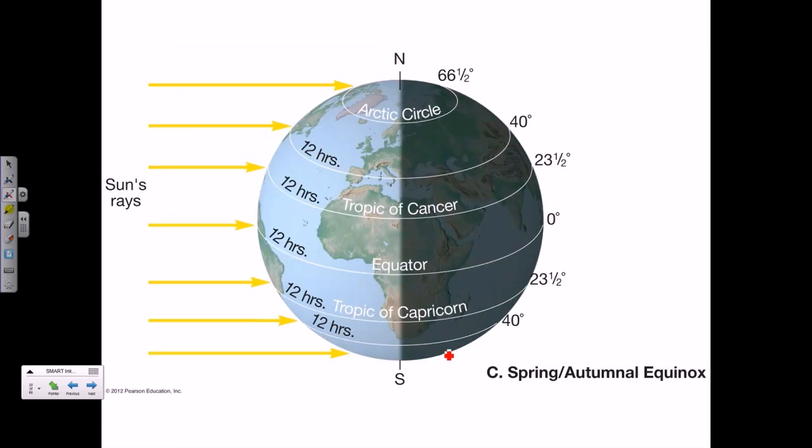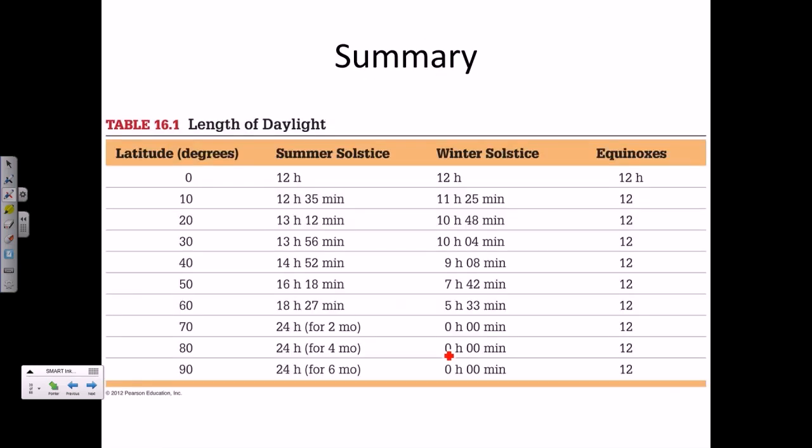Now, finally, here's our equinox. Just note it's the spring or the autumnal equinox. It doesn't matter. Okay? All of the latitudes, whether you're at the North Pole or all the way down to the equator, have equal length of day and equal length of night. Okay, so this table just summarizes all of that. So here's the summer solstice, winter solstice, and the equinoxes.